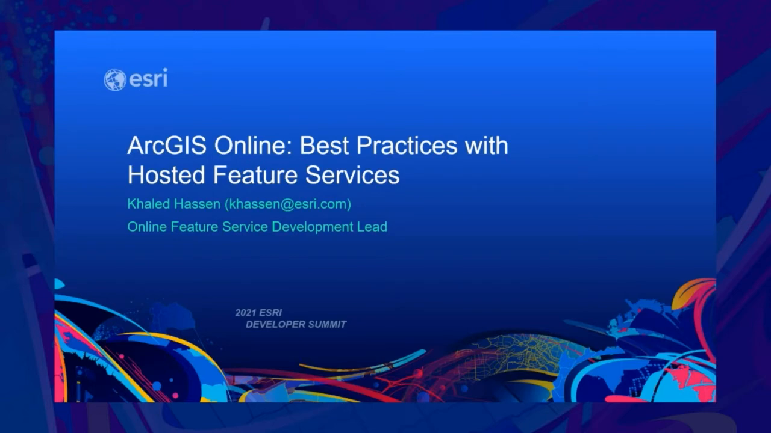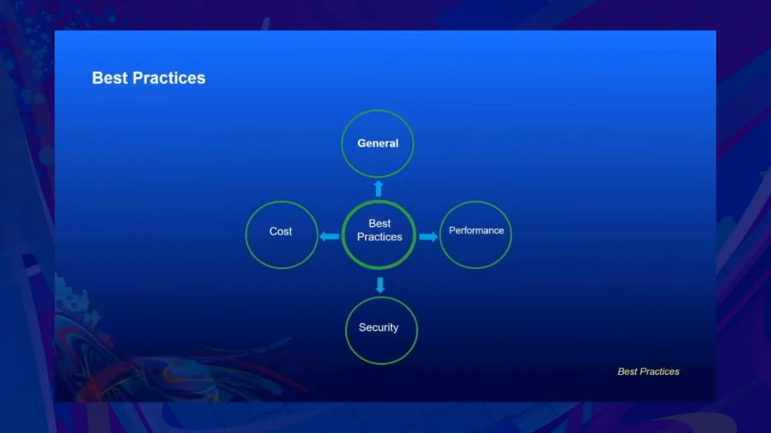We'll walk you through some of the best practices working with online feature services. We'll start looking at some of the general best practices when consuming different APIs of the feature services like query, editing, and so on. We'll look at some of the performance best practices, in addition to looking at some security related best workflows that you can take advantage of to secure your data, and also some cost aspects of using and optimizing online feature services use.